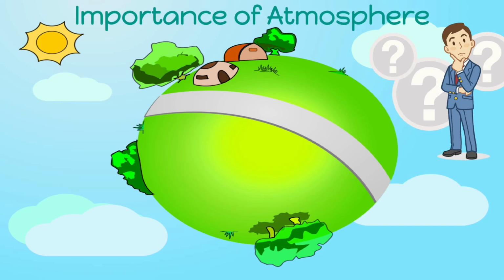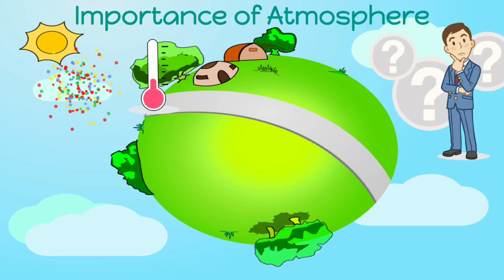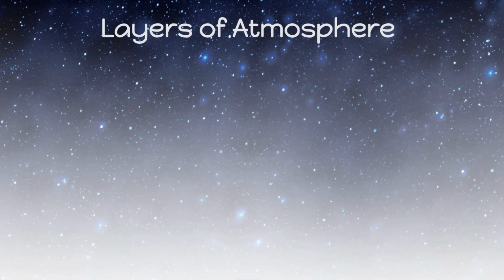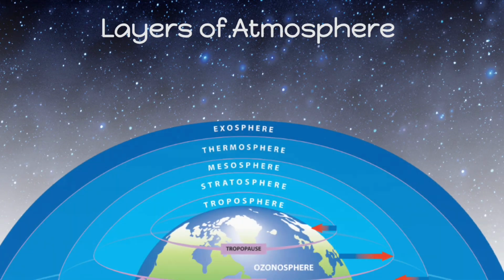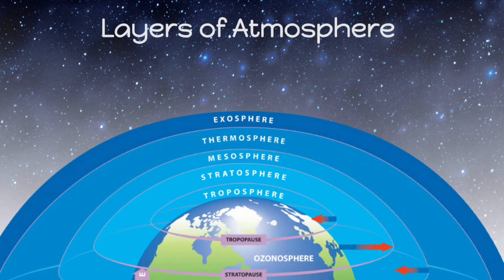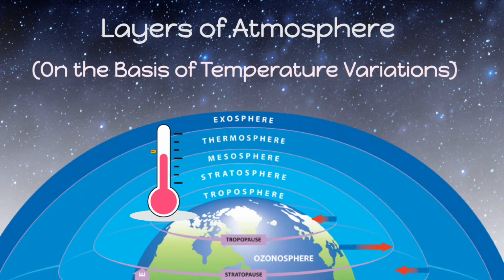Atmosphere plays a vital role in supporting life on Earth. The different gases in the atmosphere help regulate temperature, protect us from harmful radiation, and provide the oxygen we need to breathe. Our atmosphere is divided into 5 layers: troposphere, stratosphere, mesosphere, thermosphere and exosphere. These layers are divided on the basis of temperature variations in atmosphere.